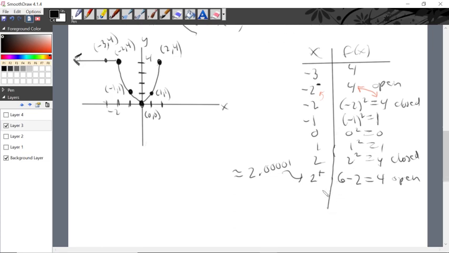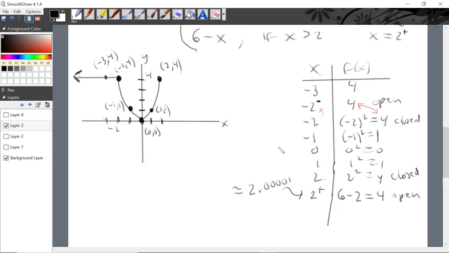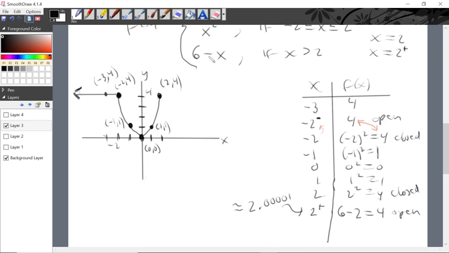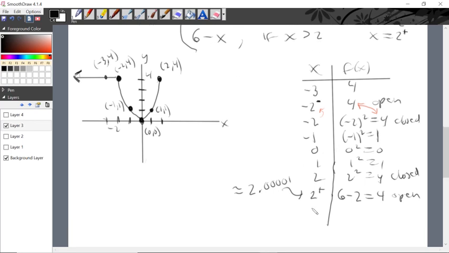All right, this branch is a linear branch, right? It is linear. So we just need one more well-defined point for an x that is greater than 2, and we'll be able to graph the trajectory. So let's say x is equal to 3. Then we have 6 minus 3, which is equal to 3. So we have the point (3, 3) at that location right there.